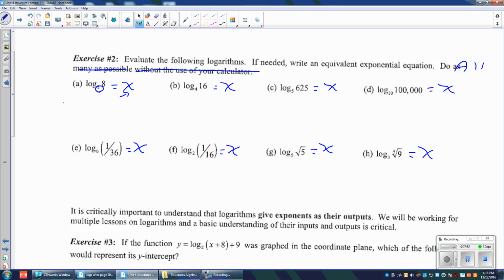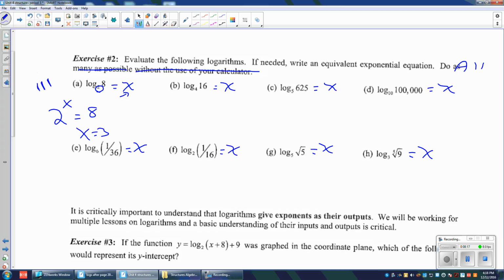So the base is the base. The answer is the exponent, and then that's the new answer. Okay, 2 raised to what power equals 8? 2, 4, 8. X equals 3. Get it? 2 times 2 is 4, times 2 is 8.